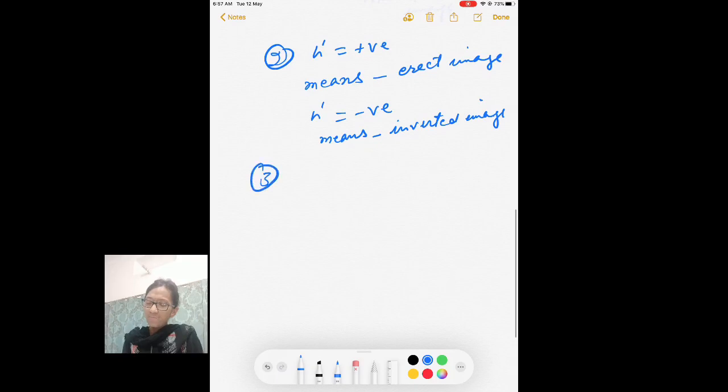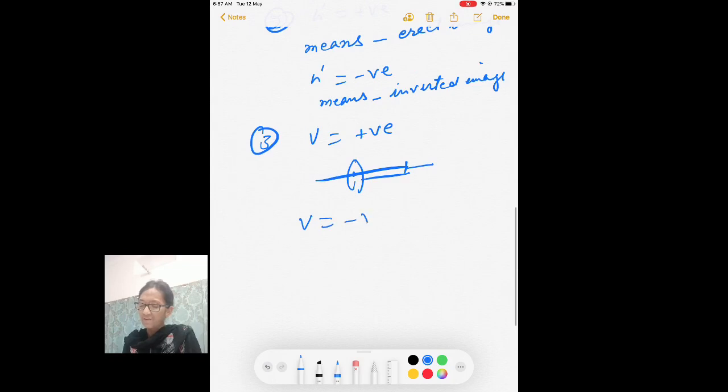Now if v is positive, it means on the other side of the object. Okay, it is on the positive side of the lens. The image is forming along this side, somewhere here. And if v comes negative, it means the image is forming at some place here, along the negative direction from the optical center.